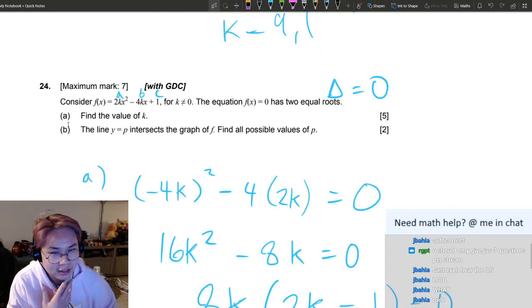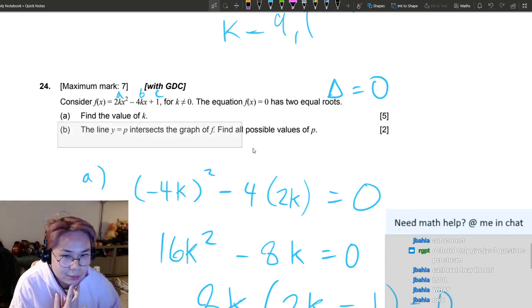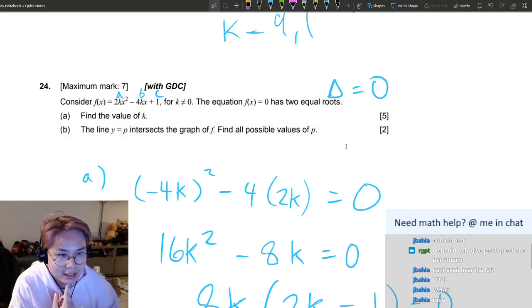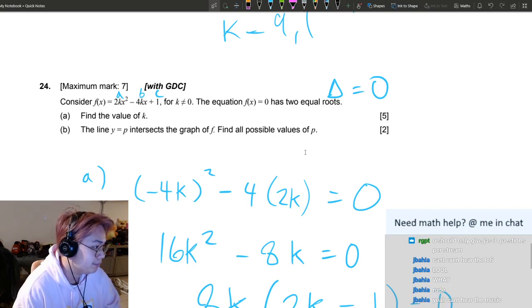Okay, so continuing. The line y equals p intersects the graph of f. Find all the possible values of p.